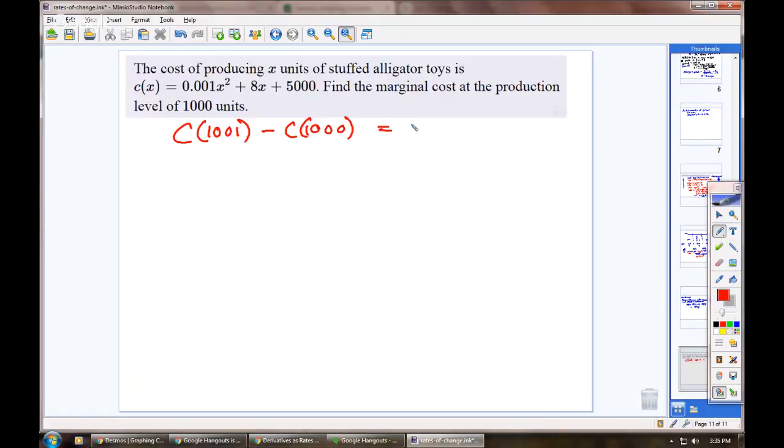And that's one way we can get marginal cost. The other way we can get marginal cost is to find C prime of X and then plug in our value. And in this case, we're going to plug in 1,000.